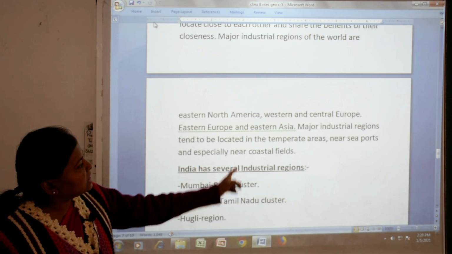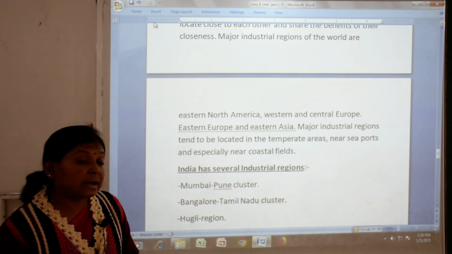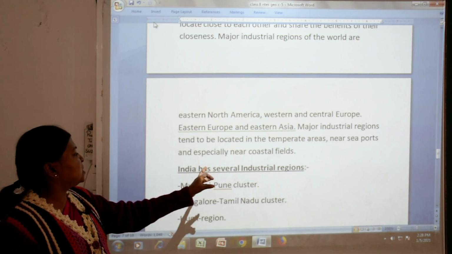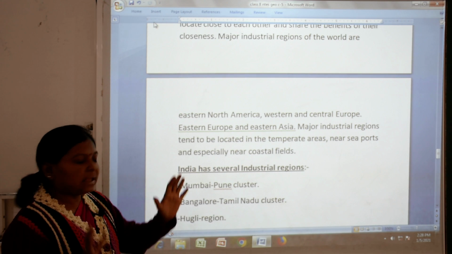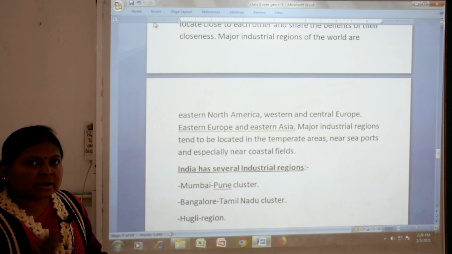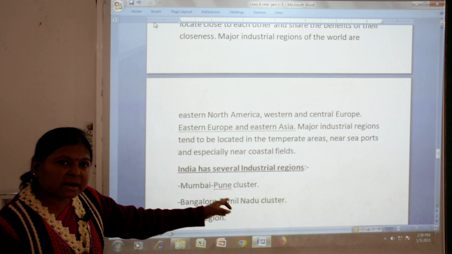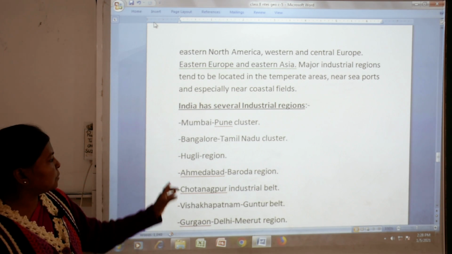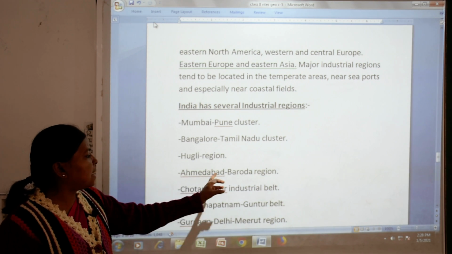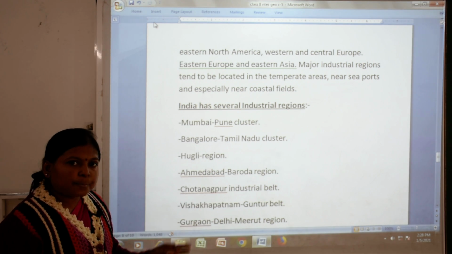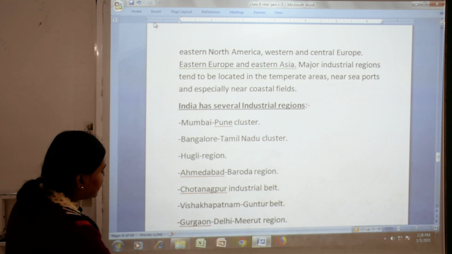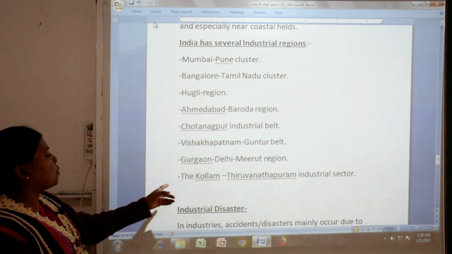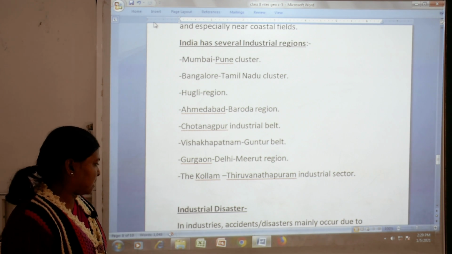Major industrial regions tend to be located mostly in temperate areas, near seaports and especially near coastal areas. We can see India has several industrial regions: the Mumbai Pune cluster, second the Bangalore Tamil Nadu cluster, third the Hooghly region, fourth the Ahmedabad Baroda region, the Chota Nagpur industrial belt, the Visakhapatnam Guntur belt, the Gurgaon Delhi Meerut region, and the Kollam Trivandrum industrial sector.